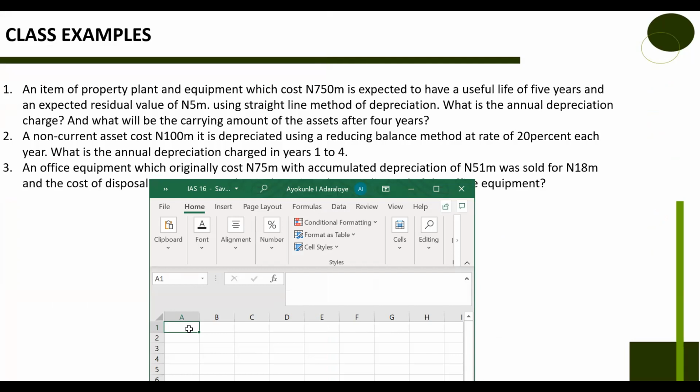An item of property, plant, and equipment costs 750 million. So initial cost is what? 750 million. Let me add some commas to make it more interesting.